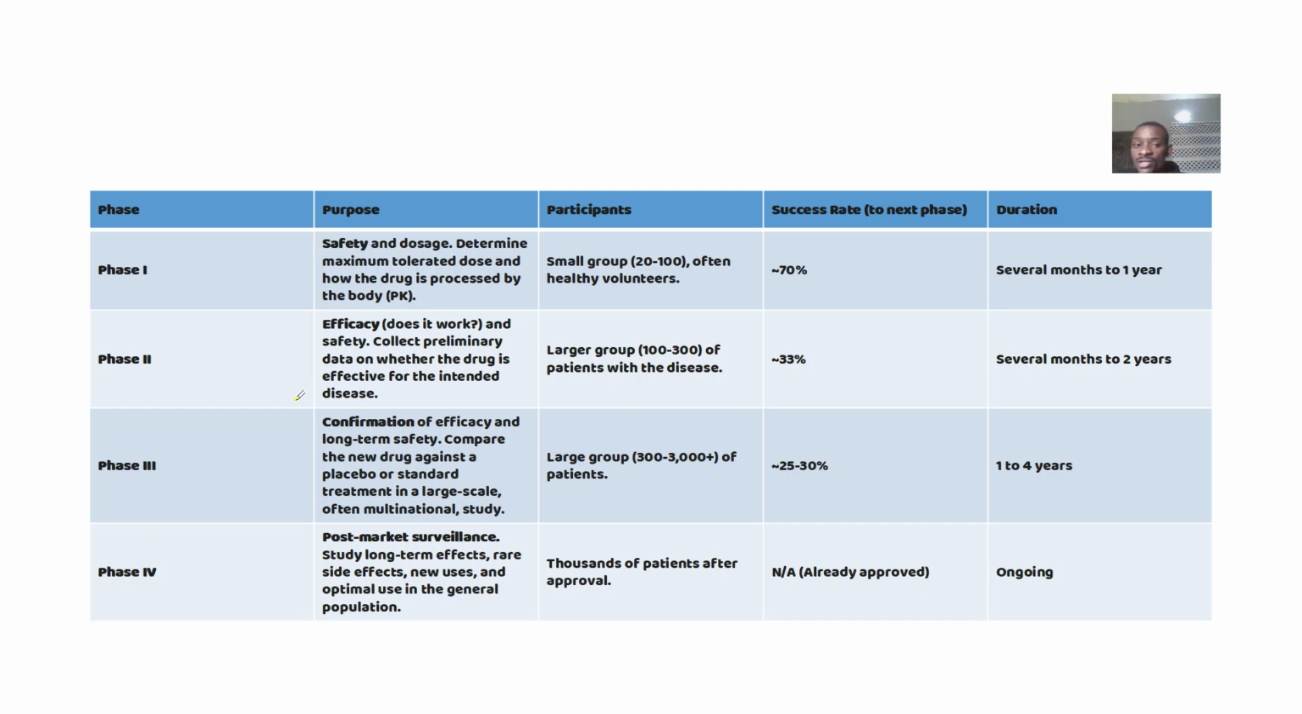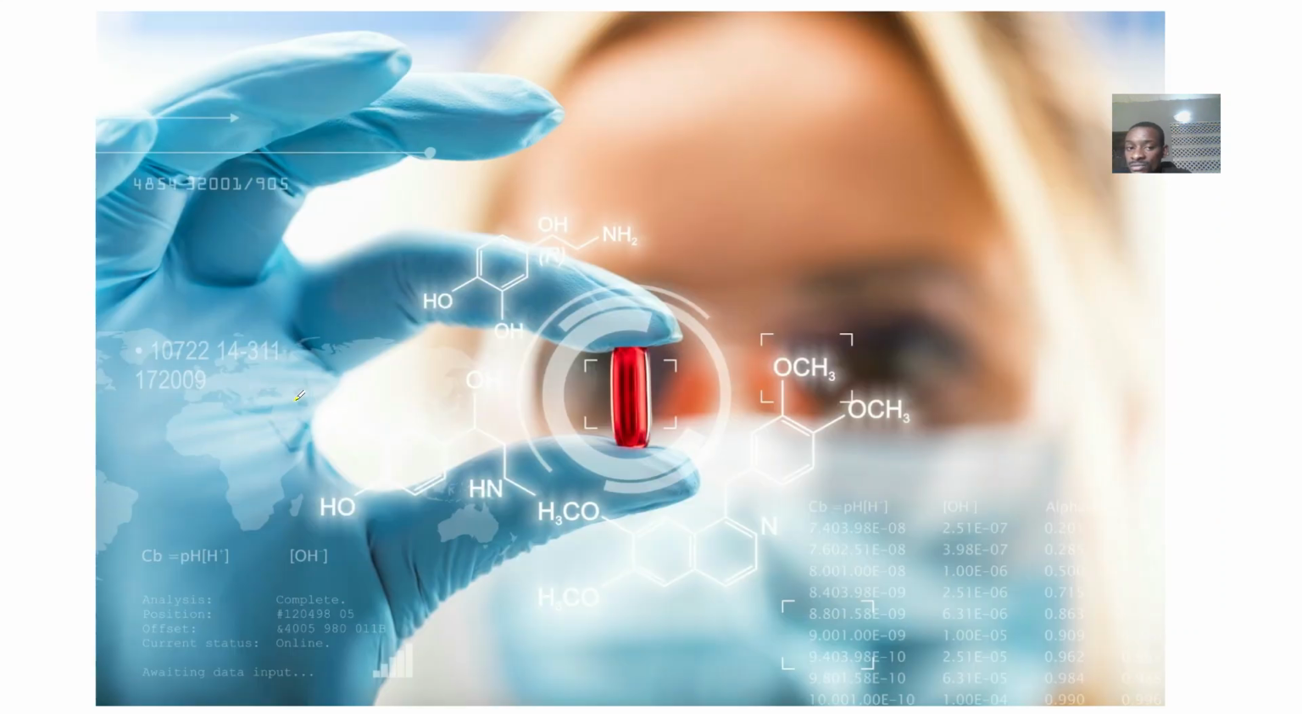Phase 1 is safety. You are trying to determine the maximum dose of that drug that will still be within safety levels. Phase 2 is efficacy. Does it even work? Phase 3 is confirmation: long-term efficacy and long-term safety. So it's not safety within just a few minutes or hours. You're trying to say, if somebody takes this drug for about 2 weeks, are they still safe? Then phase 4 is post-marketing surveillance, where over the long term you study the effects, the side effects and the rest of it.